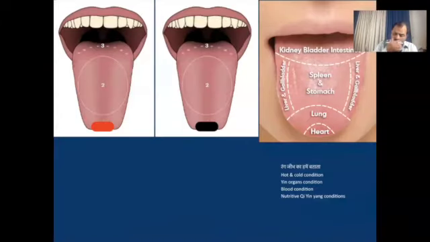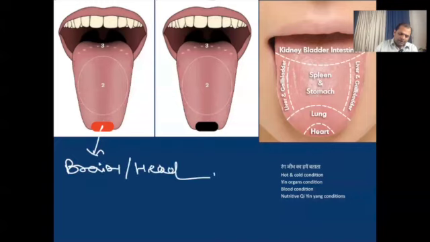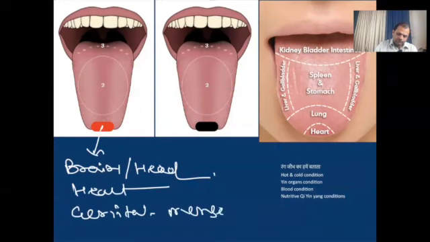So in this way, the red tip of the tongue is explaining multiple things. You can see the tip and explain about the brain, the head region, the heart, and the genitals like the menses. While treating this, if it is red, then reduce the heat. And if it is black, then improve the circulation. In this way, tongue diagnosis is a very helpful tool.